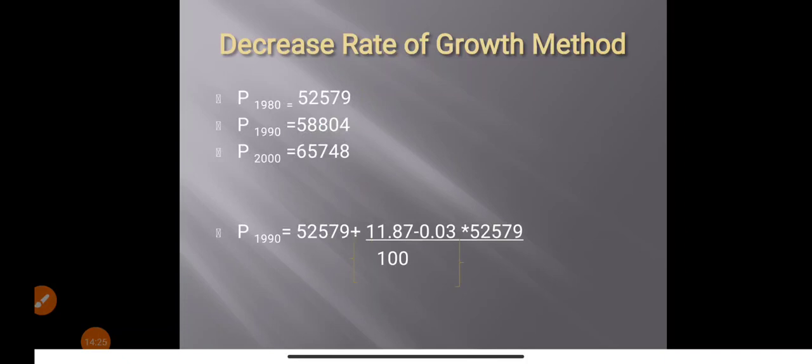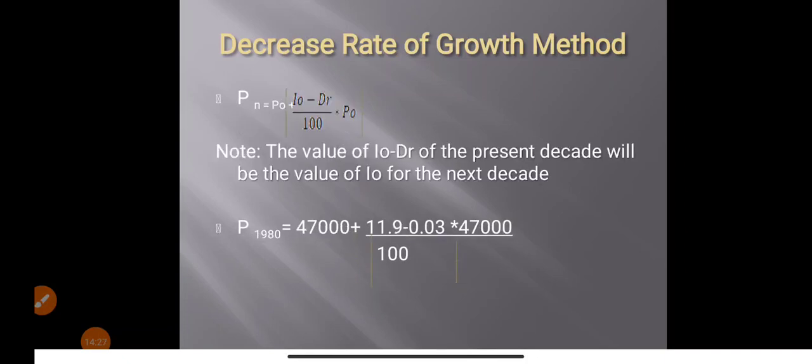Open your calculator and do the calculation. So this is how to calculate the next decade population by using the decreased rate of growth method. Whatever the values given, the year and the population. In any method of population forecasting, the only given data are the year and the population, so we have to use the particular formula for the particular method.